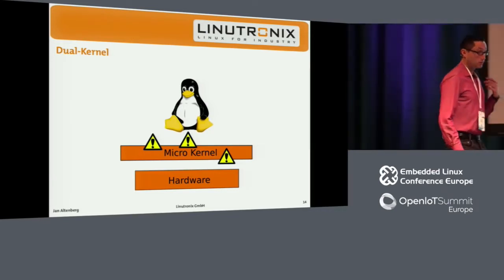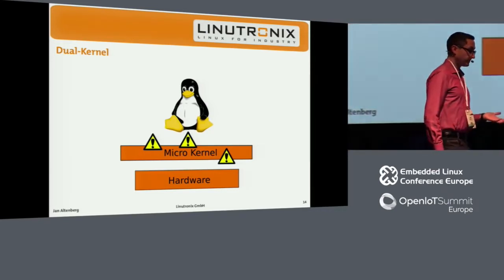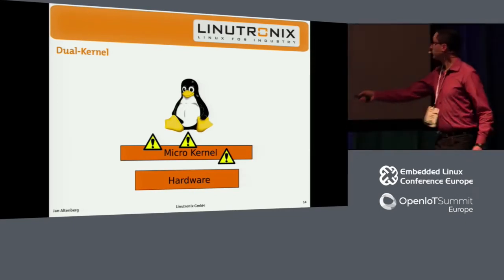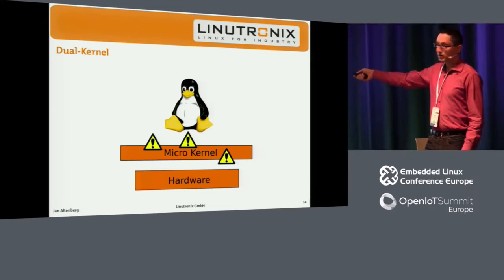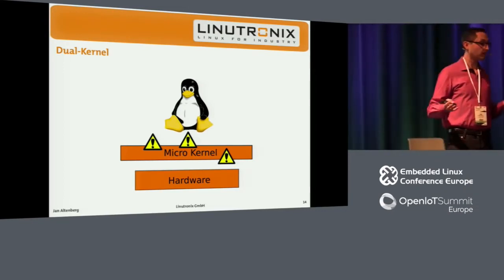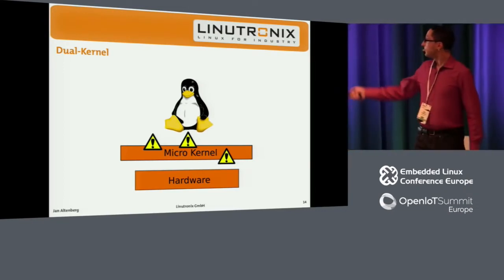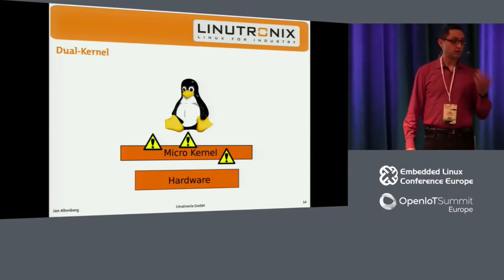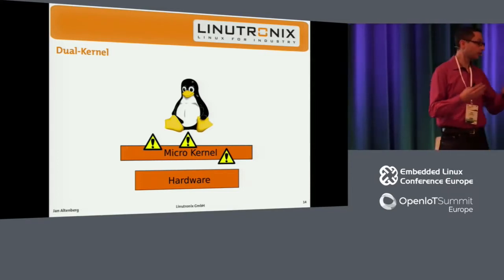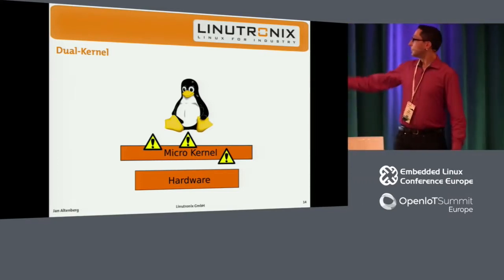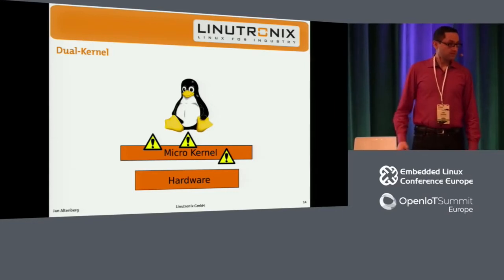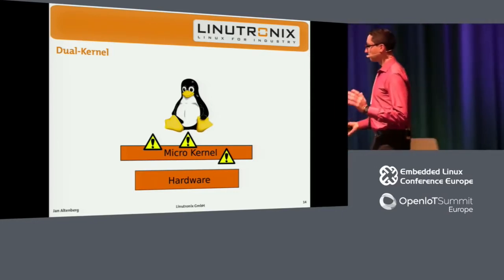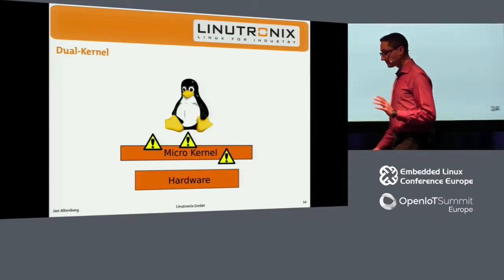This is the classical dual-kernel or microkernel approach. What these people do is build a simple real-time kernel, which is just doing the real-time stuff. The idea is that Linux is running on top of this microkernel as a low priority real-time task. So if you don't have any critical real-time applications running, Linux can get some runtime. This is the basic idea of these microkernel approaches, which looks quite clever at first glance.